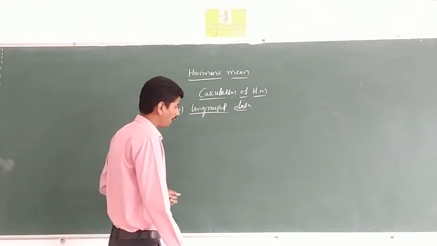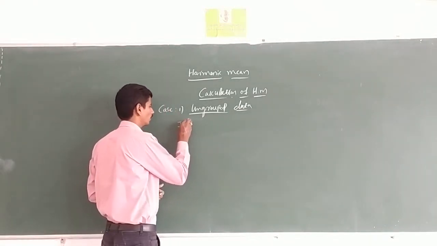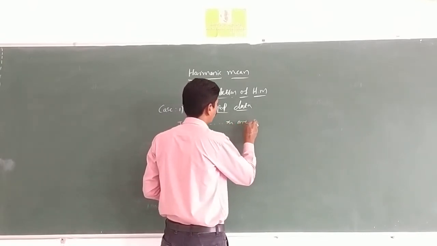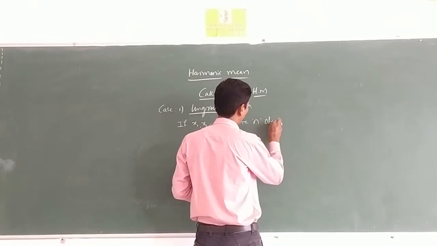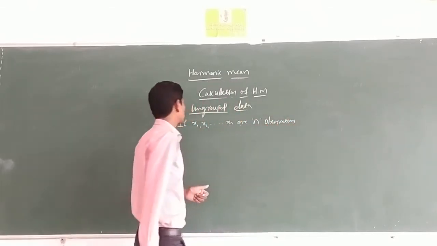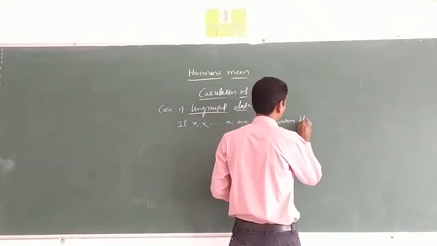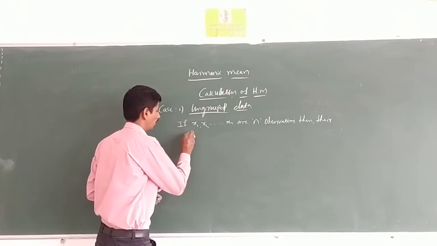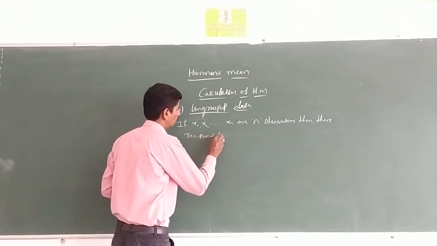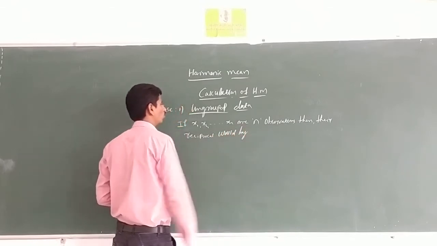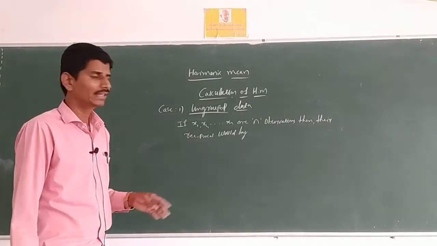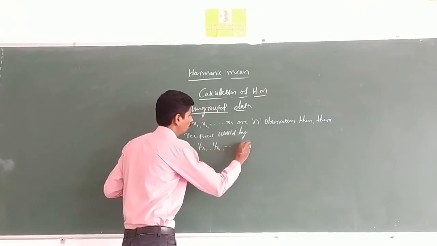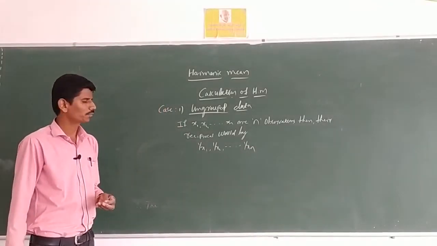If x1, x2 up to xn are n observations, then their reciprocals would be 1 by x1, 1 by x2 up to 1 by xn.